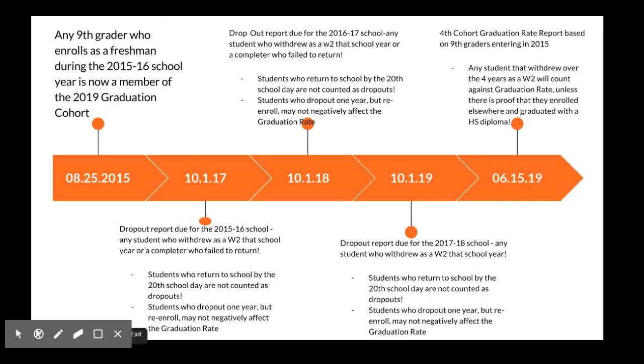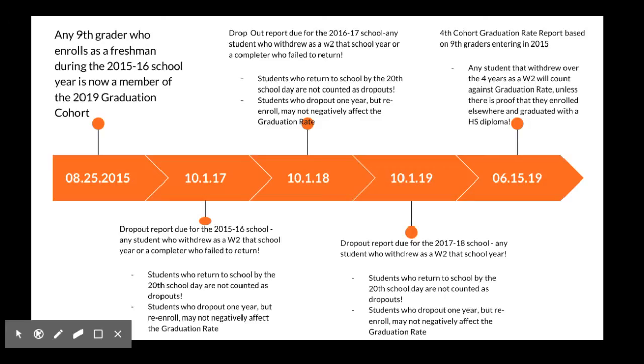The main difference between the dropout report rate and the cohort graduation report and rate is how they are calculated. The dropout report is based on a yearly basis, whereas the cohort graduation rate is based on a 4-year period. For example, as you can see in this chart, a 9th grader who enrolled as a freshman for the 15-16 school year is now a member of the 2019 graduation cohort. Let's say that student ends up dropping out of school during their 10th grade year, 2016-17. This dropout will be reported in 2018 as a dropout for the 16-17 school year.